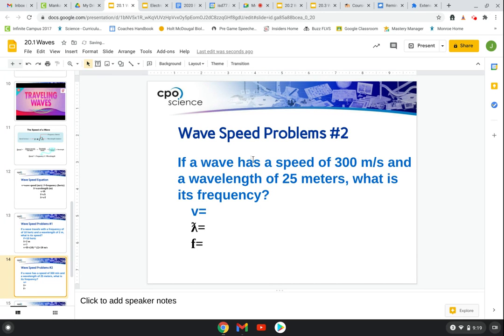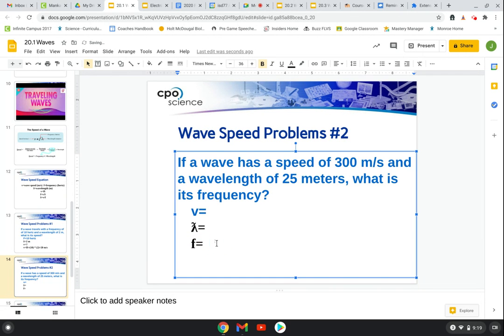Problem 2 says if a wave has a speed of 300 meters per second and a wavelength of 25 meters, what is its frequency? First off, it says what is its frequency? So I know F is going to be my question mark. Now I'm looking for speed. I'm looking for meters per second. There it is, 300 meters per second. Wavelength is in meters. There it is, 25 meters, or M.